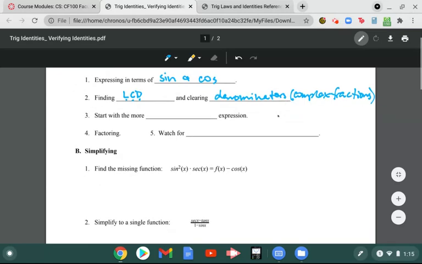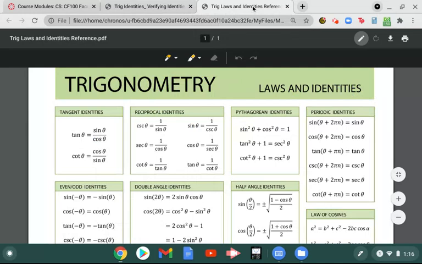Another strategy, again, these don't always work, but these are wonderful places to start, is to start with a more complicated expression. If you've got more to work with, you've just got more ways of getting from one form of the expression to the other. We're going to be using some factoring techniques, factoring trinomials or factoring a difference of squares. And then we're also going to be watching for any of the identities that we have been working with so far. And I've got my trig laws and identities reference sheet here.